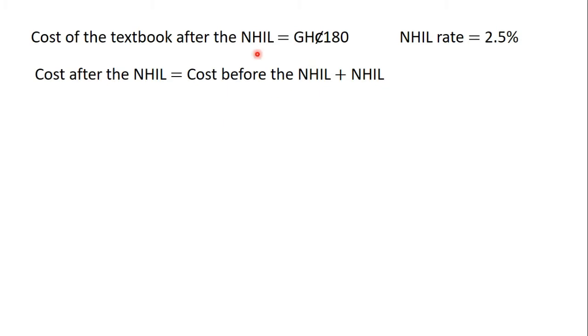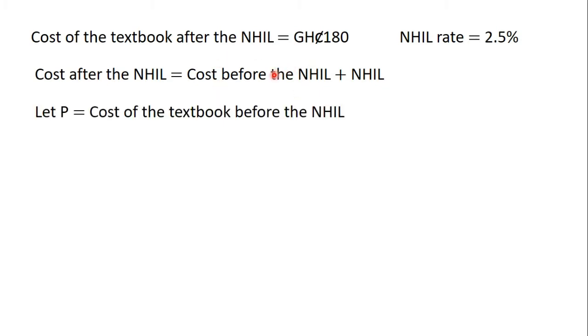We want to find the cost of the textbook before the levy. We don't know that, so we are going to represent that with a variable. So we will let P represent the cost of the textbook before the levy. We have learned that if the rate of the National Health Insurance Levy is X%, then the levy is equal to X divided by 100 times the basic cost of the item. The basic cost of the item is the cost of the item before the levy. So here, the cost of the textbook before the levy is P.